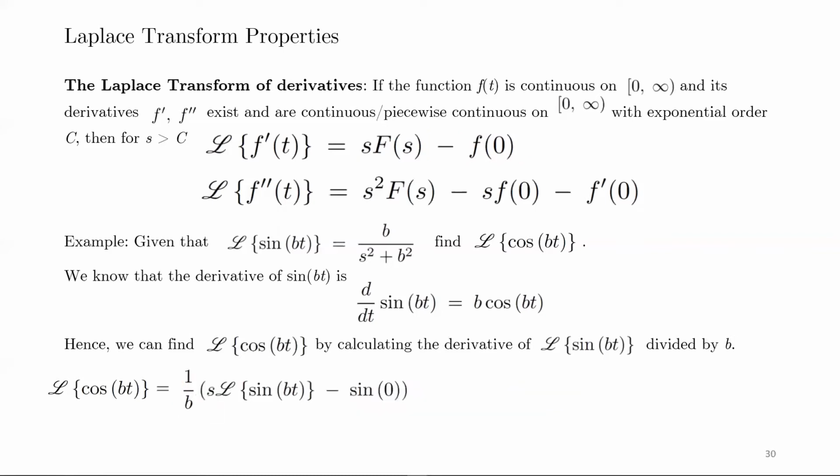Sine of 0 again is 0. The Laplace transform of sine of bt is this thing, b over s squared plus b squared. The whole thing is divided by b, so that b is going to disappear on the numerator. The whole thing is multiplied by s, so we get an s on the numerator as well. So just writing that out here, we get the Laplace transform of cosine of bt is equal to s over s squared plus b squared.